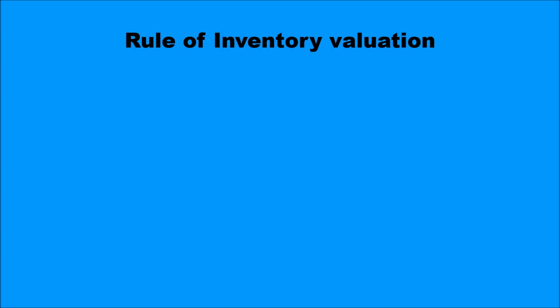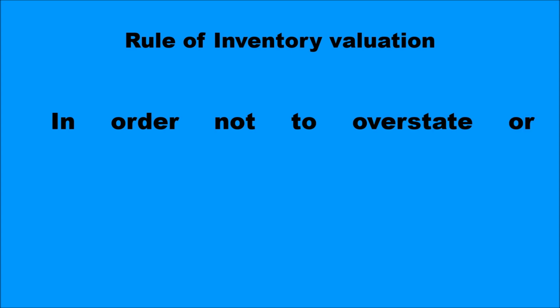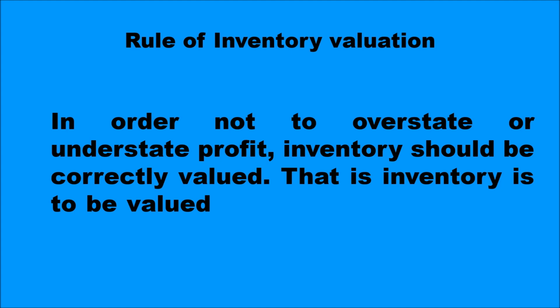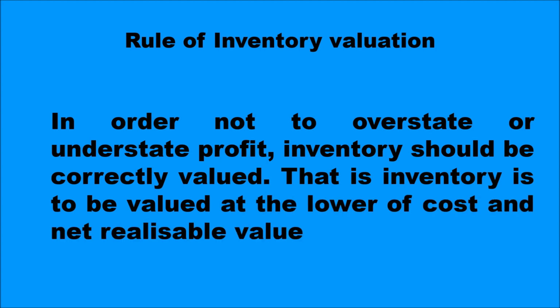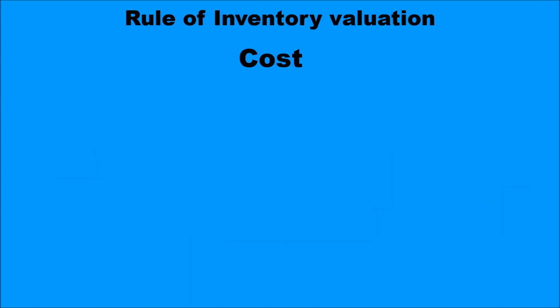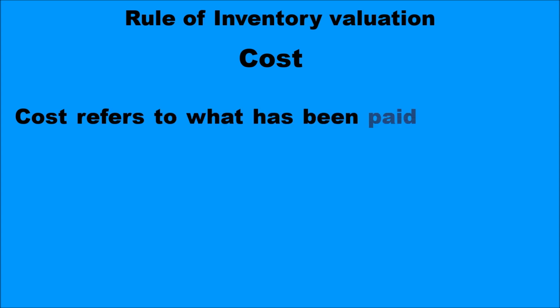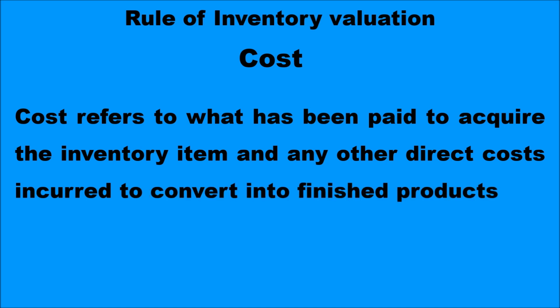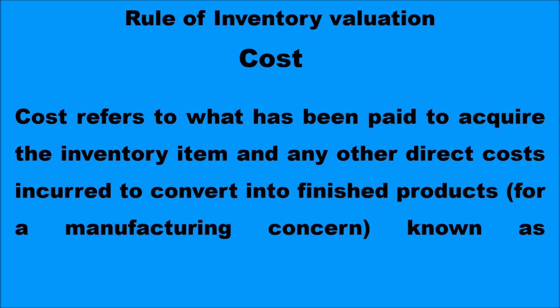Let us look now at the rule of inventory valuation. In order not to overstate or understate profit, inventory should be correctly valued. That is, inventory is to be valued at the lower of cost and net realizable value. What is meant by cost? Cost refers to what has been paid to acquire the inventory item and any other direct cost incurred to convert it into a finished product for a manufacturing concern, which is known as conversion cost.